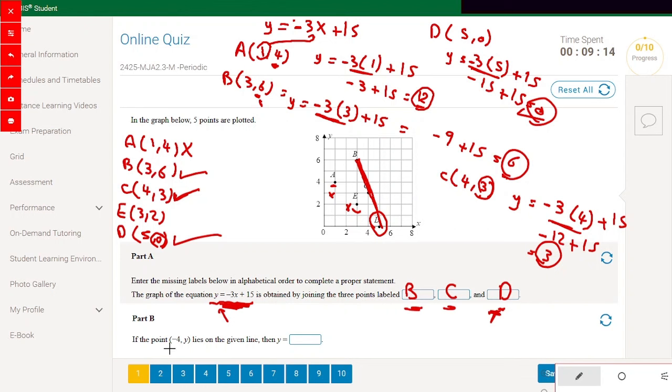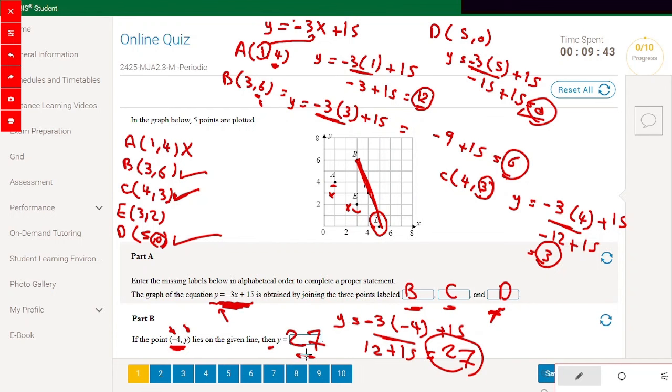Now, if the point with x equal to minus 4 lies on the given line, then what is y? So here we have the x, we need the y. So we take the equation y equals minus 3x plus 15 with x equal to minus 4. This one will be equal to minus 3 multiplied by minus 4, which is 12, plus 15, which will be equal to 27. So the answer here is 27.